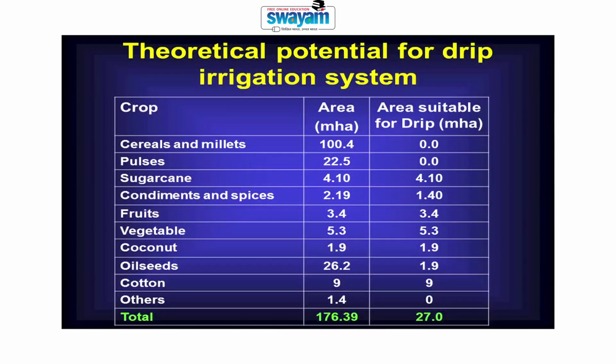If you look at the theoretical potential of the drip irrigation system in the country, it is more than 27 million hectare. We have covered only 8 to 9 million hectare all over the country till now. We need to do enhanced activity in drip irrigation for enhancing water productivity, saving the water, and for saving the livelihood of the farmers and land sustainability.